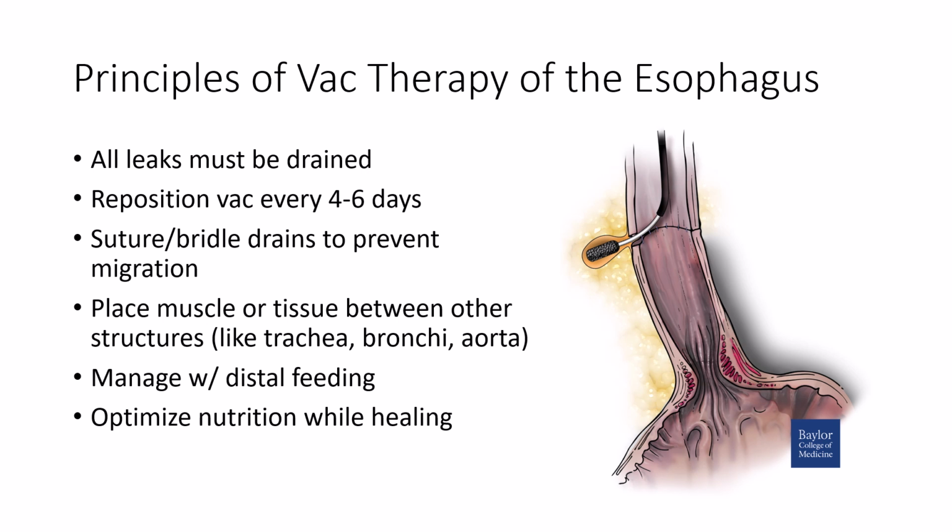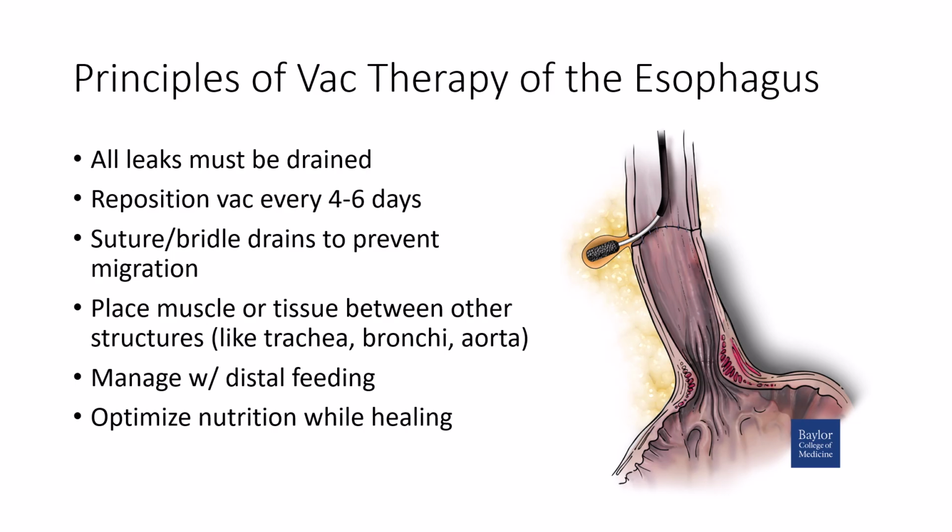Again, just as we talked about in stenting, all leaks must be drained. The advantage of using a vac is that it can be drained internally. You should reposition the vac every 4 to 6 days, suture or bridle drains in to prevent migration, place muscle or tissue between other structures like the trachea, bronchi, or aorta, and manage with distal feeding.